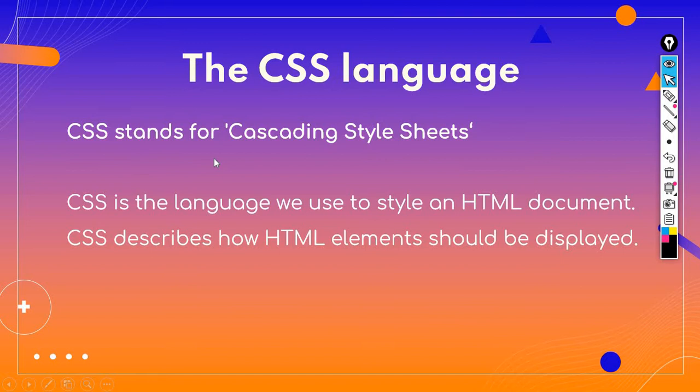CSS stands for Cascading Style Sheets. So CSS is the language we use to style an HTML document. It describes how HTML elements should be displayed. So for now, don't worry about the cascading part, what that means, and just focus on the style sheets.